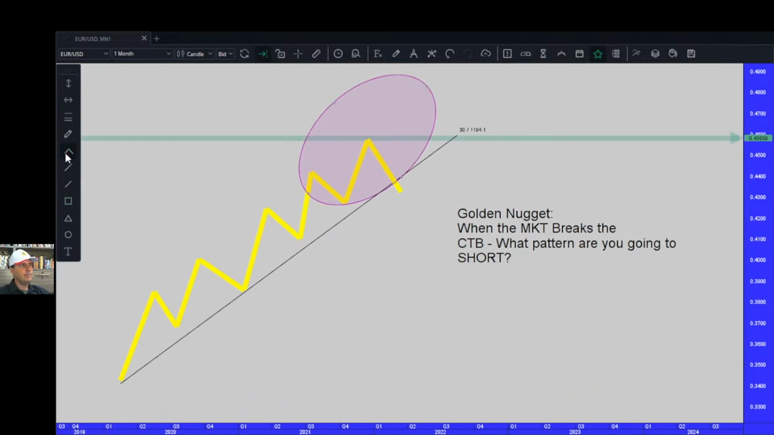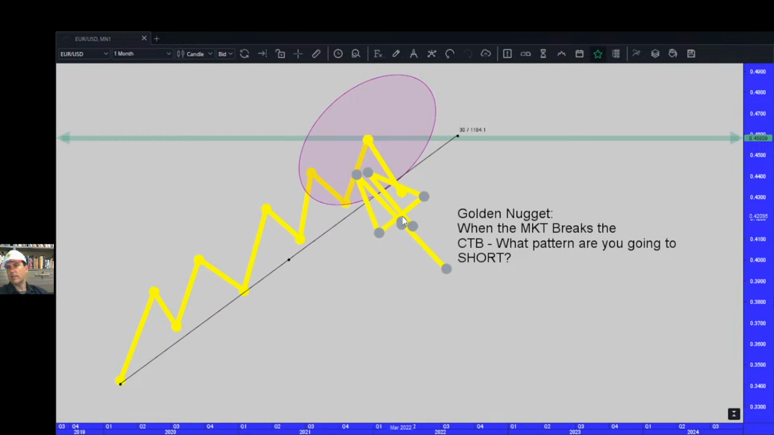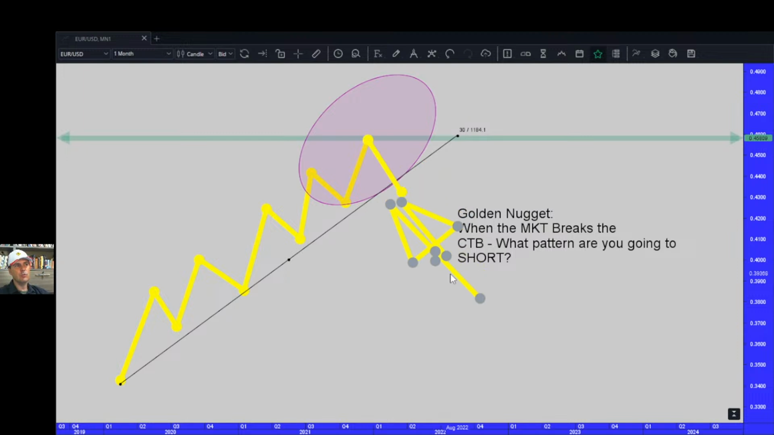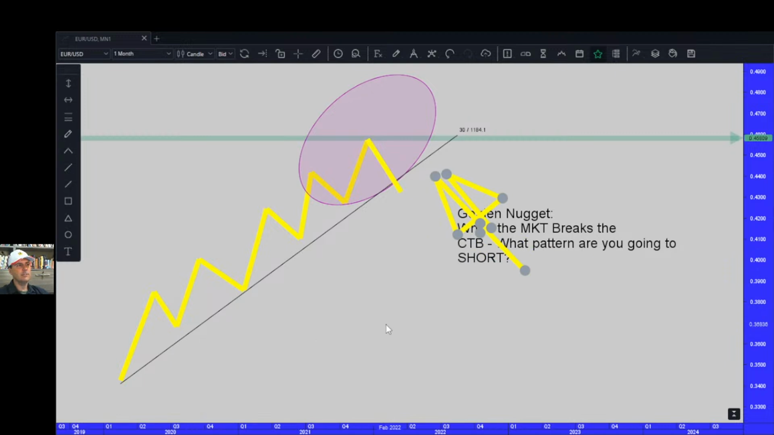If you have an uptrend, markets making higher highs, higher lows, higher highs, higher lows, up market, whatever, and just because you see a pivot point or resistance in front of you and you are thinking, oh, I'm not going to buy anymore, I'm going to short the market when the market breaks the uptrend line or counter trend line. Here is the question, what pattern are you shorting?